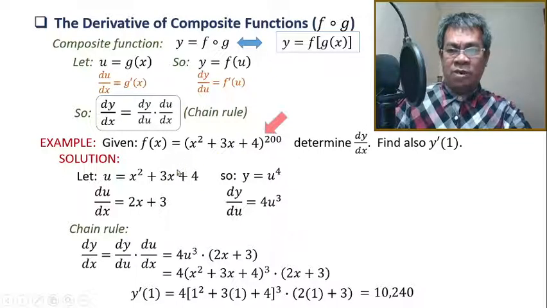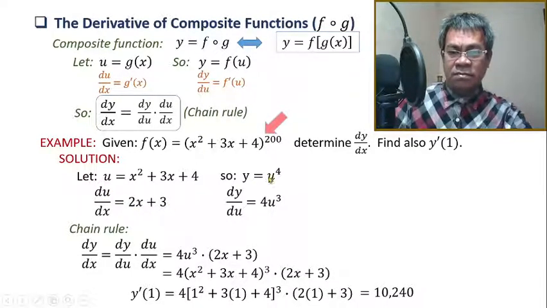So what do you think? What will be the changes of the solution? Actually, take note, this is our process. So we have to go through the same process. But what do you think? If we change 4 to 200, what will be the modification of this answer? This one, u is still x squared plus 3x. Nothing has changed. Okay? And the derivative is still 2x plus 3.